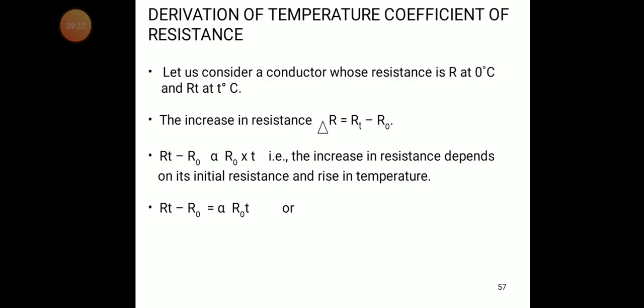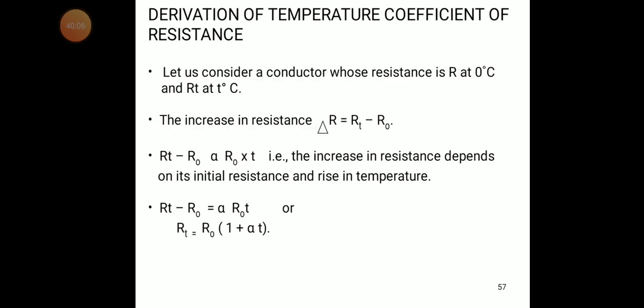RT minus R0 is proportional to R0 into T. That is, the increase in resistance depends on its initial resistance and rise in temperature. We can write like this: the increase, that is delta R, is proportional to the starting resistance and its increased temperature, that is RT minus R0 equals alpha R0 T, or you can also write RT equals R0 into (1 plus alpha T).